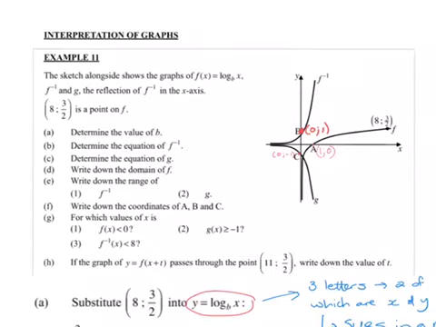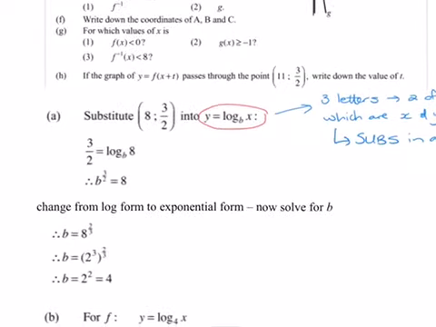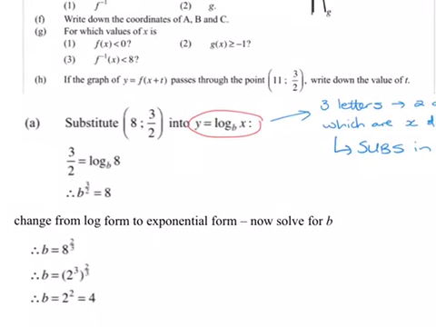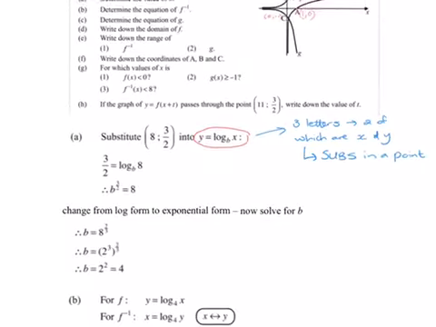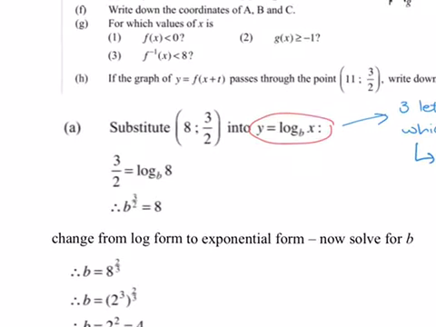All right, so question A says, determine the value of b. So b is the base of the log. Remember, you need to rewrite the equation. Instead of f of x, you write y equals log base b of x, and then realize that you've got a y, an x and a b. Forget about the log. The log is a process. So you've got 3 letters, 2 of which are x and y. So you're going to substitute in a point, and the point they've given you is (8; 3/2). So we're going to substitute that in.